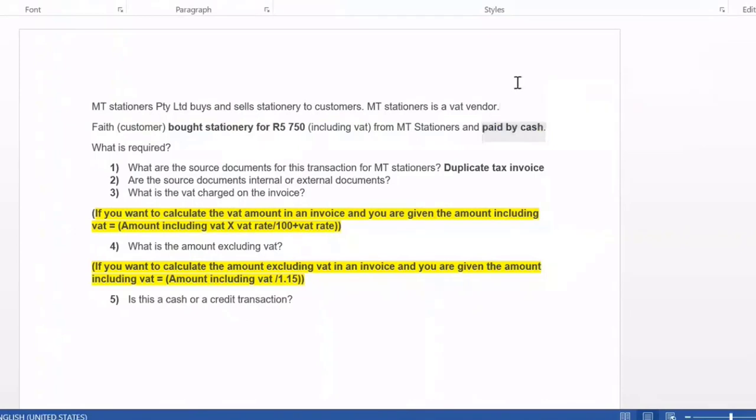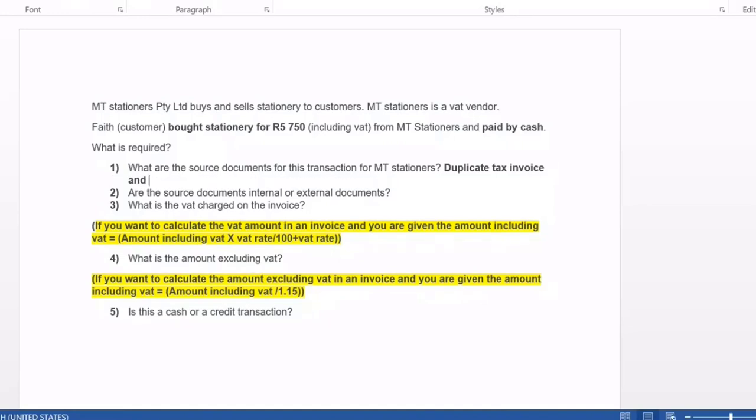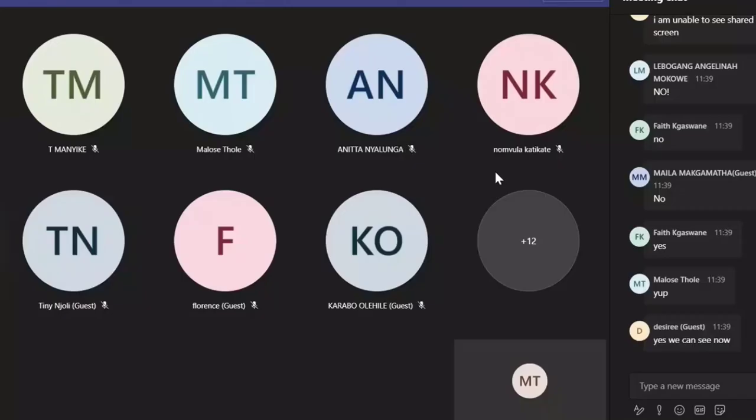So if Faith paid by cash, another source document will be a cash register roll. Another source document will be, is it Tebogo? Tebogo?